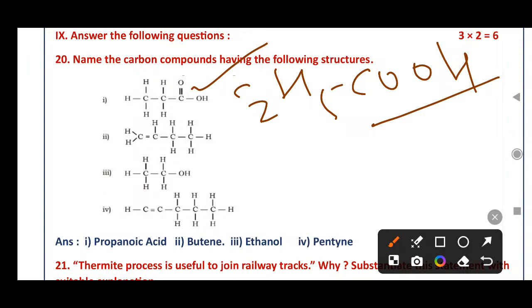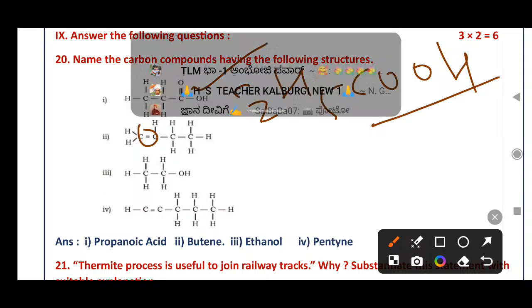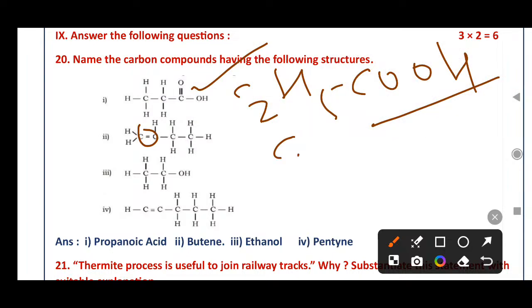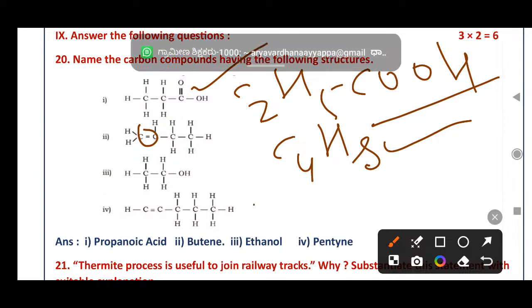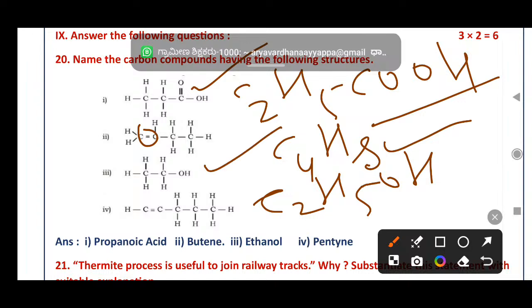Then next one, butene. Double bond is here. 4 carbon atoms are there. C4H8. Butene. The next one, which one? Ethanol. C2H5OH. Ethanol.